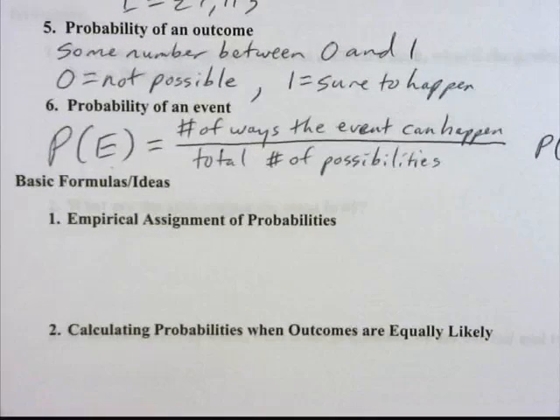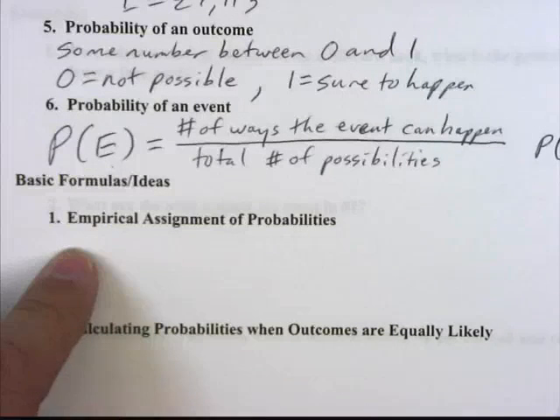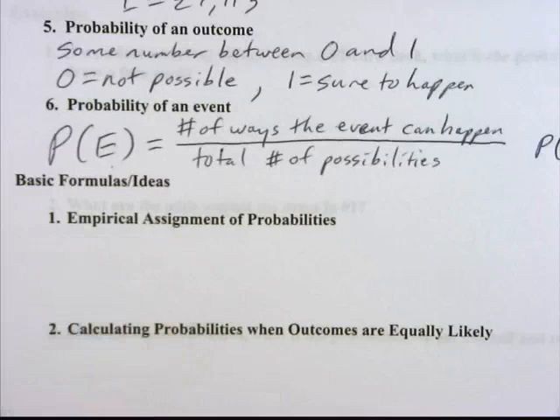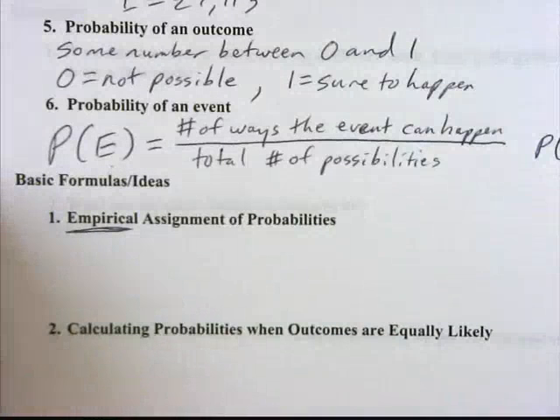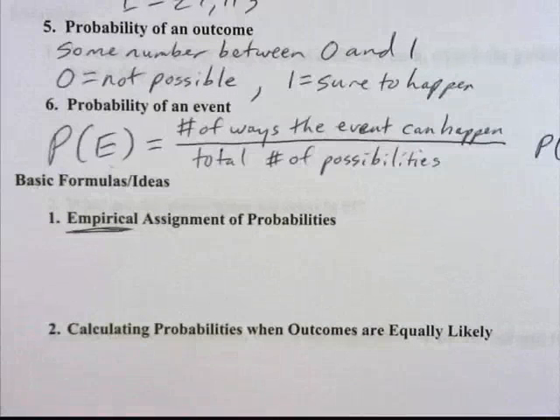So let's look at a couple of ideas here. One is called the empirical assignment of probabilities. Now there's two ways that you can look at probabilities. You can look at empirical probabilities, which is basically when we do an example and we just run through it and actually run the example. And the other is what we call the theoretical probability. And that's what we think should happen given ideal circumstances.